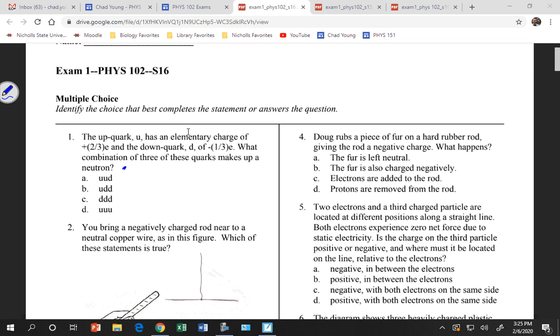Here, this would be 2/3, 2/3, minus 1/3. Does that equal 0 if I add those up? No. That's probably going to be this one: 2/3, minus 1/3, minus 1/3. That's 0, right? So my up quark and two down quarks give me a neutral charge. That is a neutron. The others, C is minus 1 all told, and D is plus 3 E. So neither of those are correct.